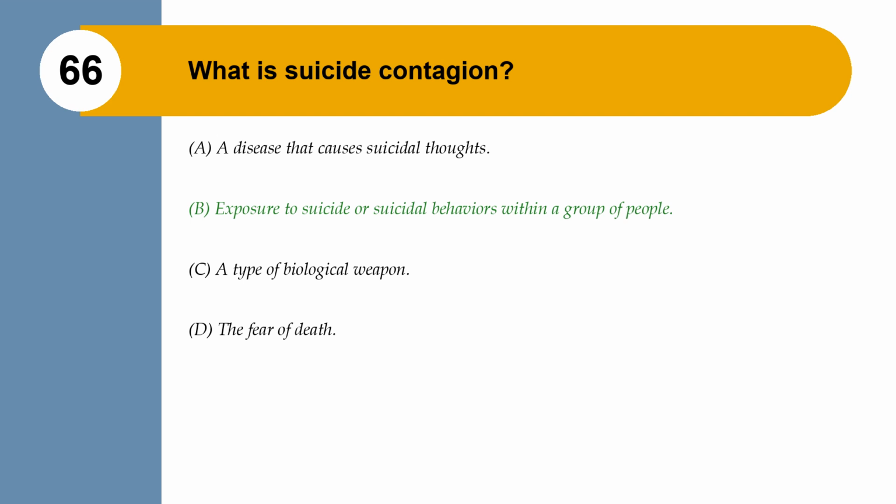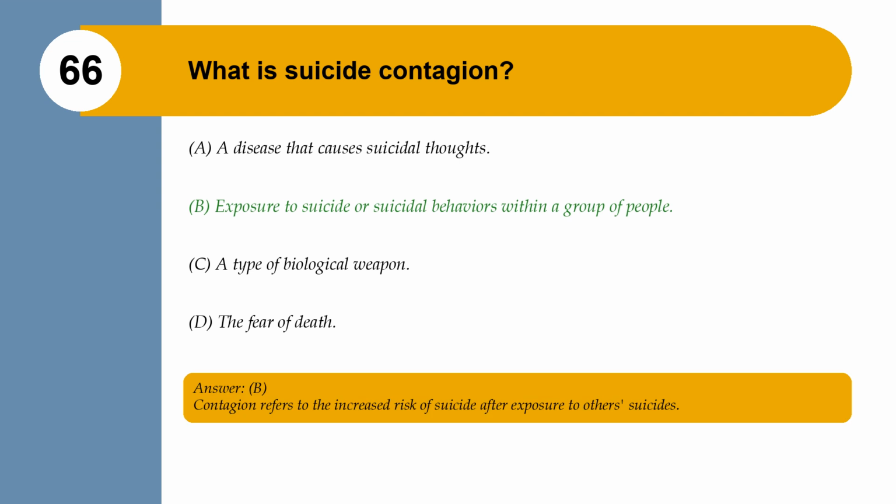The correct answer is option B, exposure to suicide or suicidal behaviors within a group of people. Explanation: contagion refers to the increased risk of suicide after exposure to others' suicides.